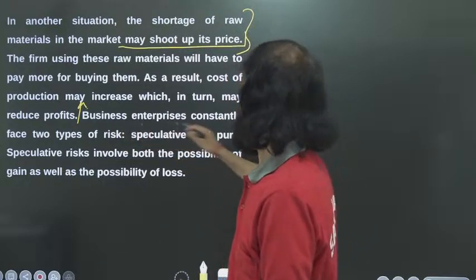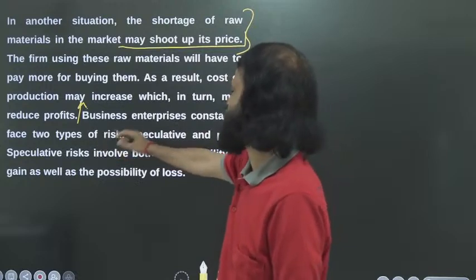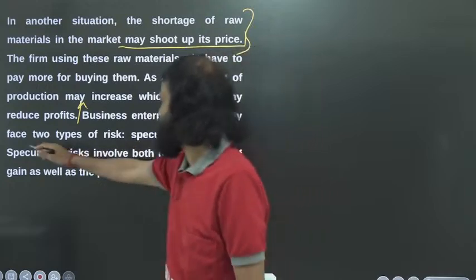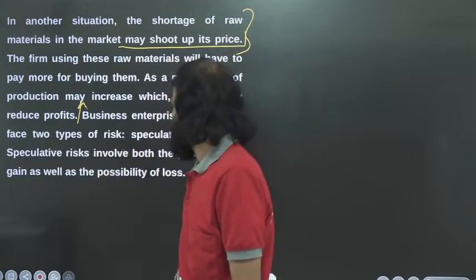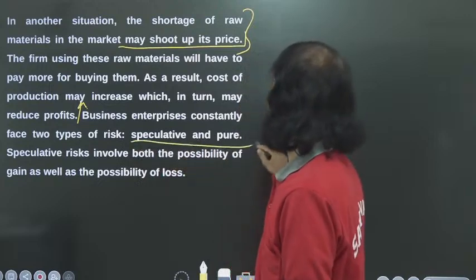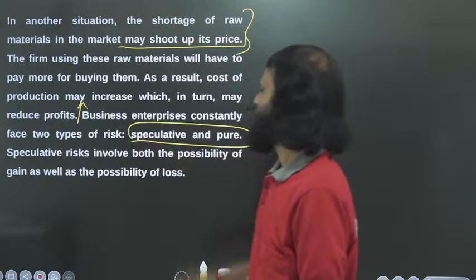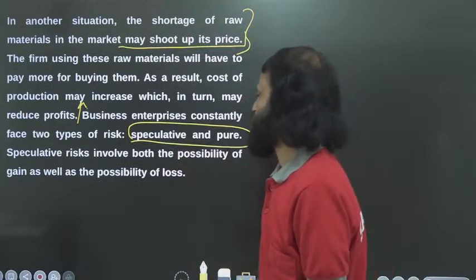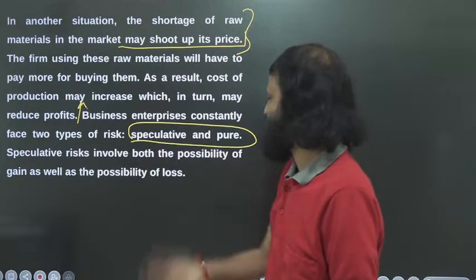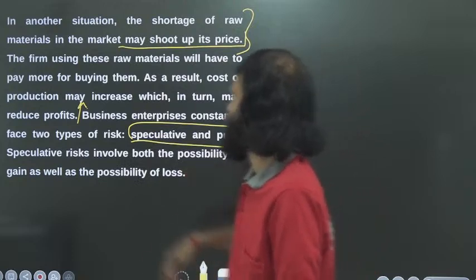Business enterprises constantly face two types of risk. So they are saying that there are always two types of risk: speculative and pure risk. Let us see what speculative risk is. Speculative risk involves both the possibility of gain as well as the possibility of loss.